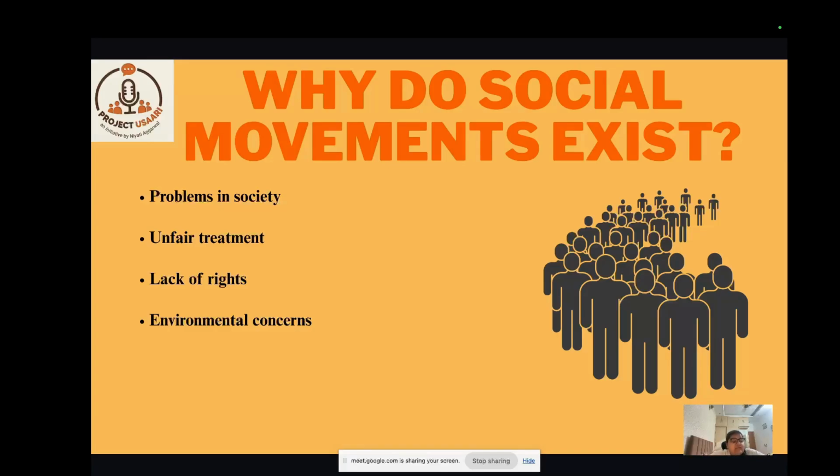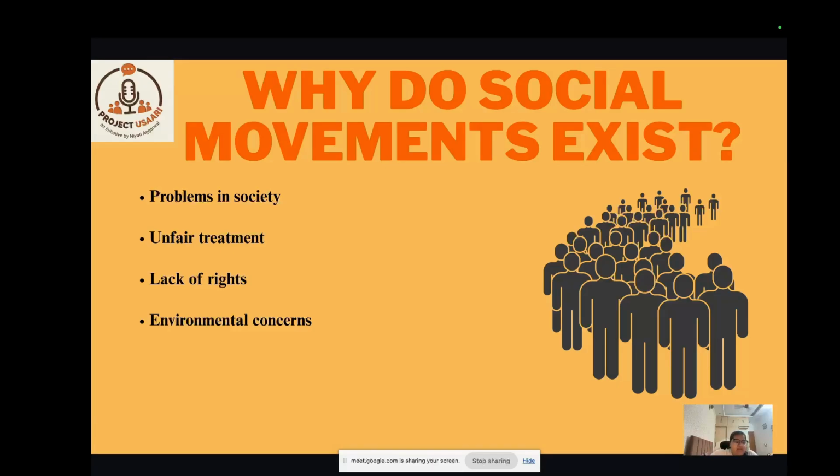Thirdly, lack of rights. When people are denied freedom or opportunities that they should have, such as voting or education or equal treatment, social movements come into being. Very famous example being women. In a lot of countries, women were not allowed to vote, and hence social movements have been existing around the world to allow women to vote.